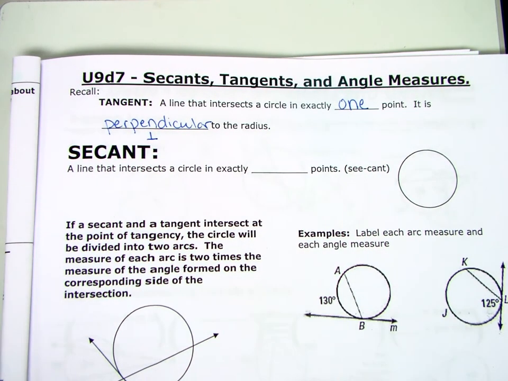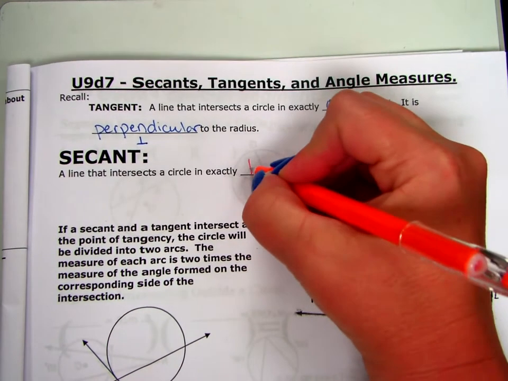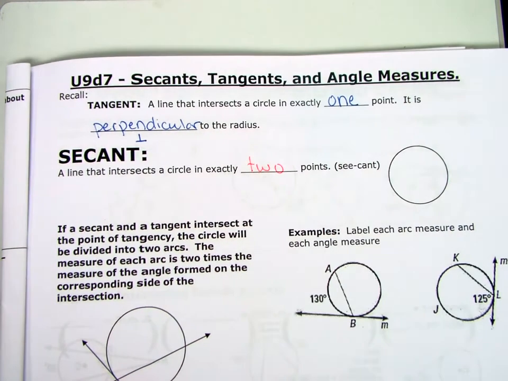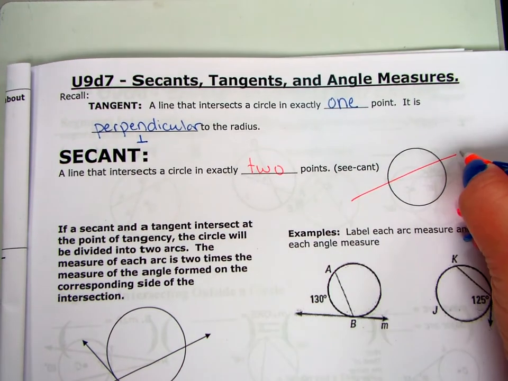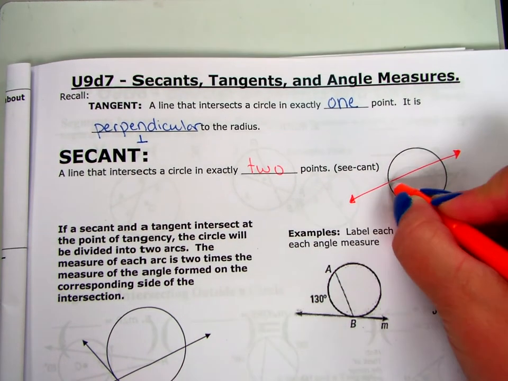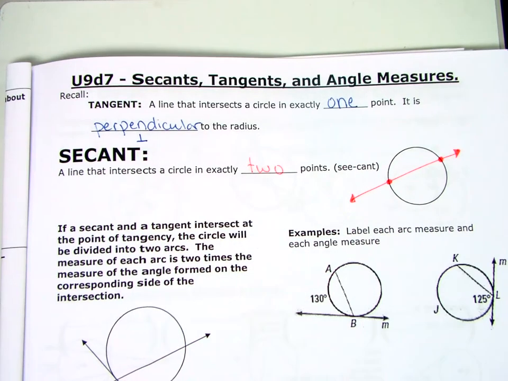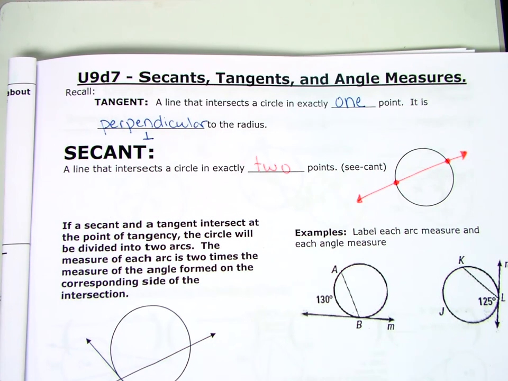Today we're going to talk about a secant. It's pronounced secant, not second. A secant is a line that intersects a circle in exactly 2 points. So if I have a circle and I draw a line that goes through it, it doesn't have to go through the center. It can go through anywhere it wants to as long as it hits the circle in 2 places. We don't have a point of secancy like we have a point of tangency because there's 2 of them.